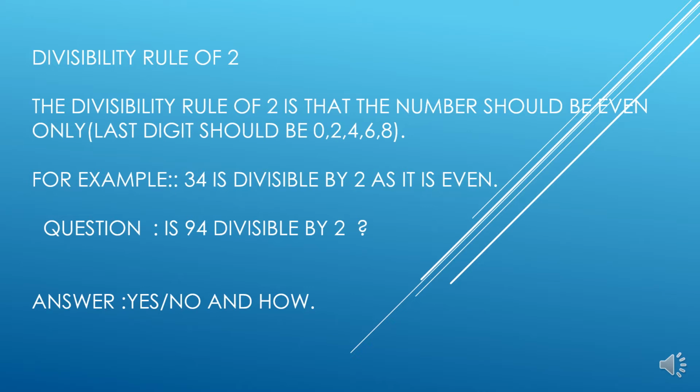Now we have a question: is 94 divisible by 2? Over here, 94, the last digit is again 4. In the ones place we have 4, and 4 is what makes it even. And so it is divisible by 2. So it's a yes. I'm not really good at computer writing, so let's just go on.